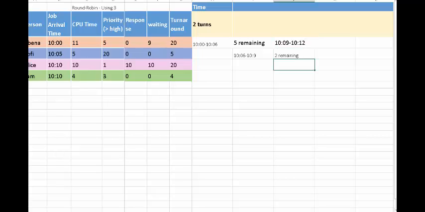And the next one to go, at 10:12, Alice and Sam are in. Abena now has done 9 and has 2 remaining at this point. She did 6, then 3, has 2 remaining. So from her, the next person who can go, since at 10:12 there are 3 other people who are running, is Kofi. So from Abena, Kofi can take a turn.